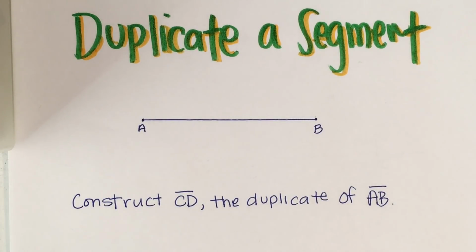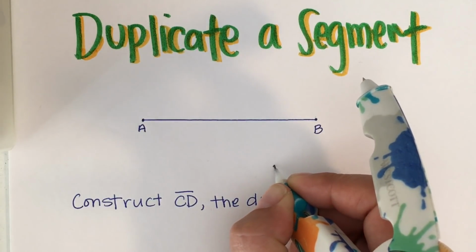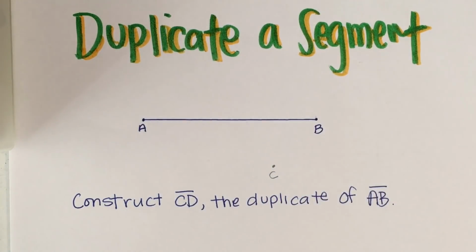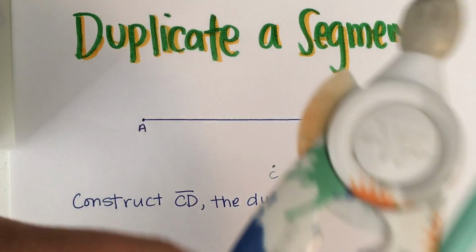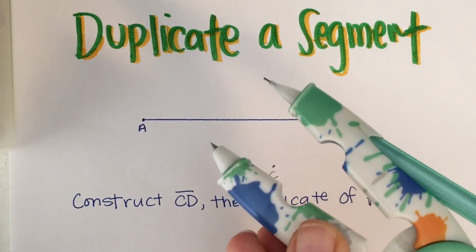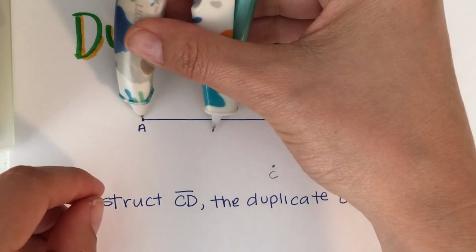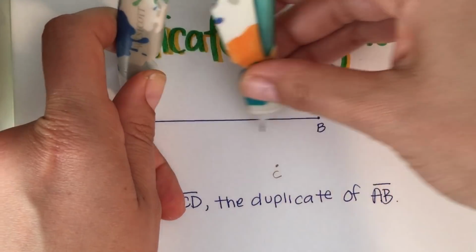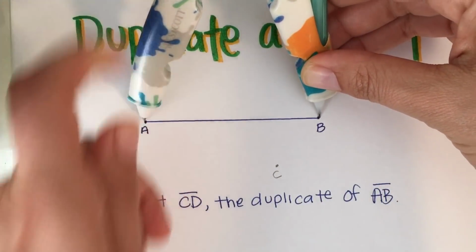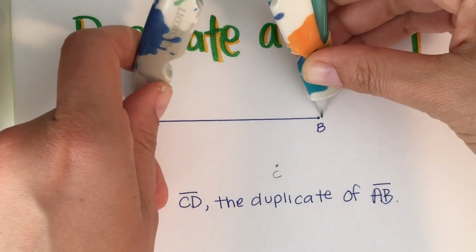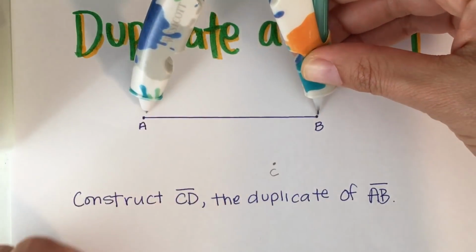So the first thing I'm going to do is draw a point, and I'm going to label it C. Now when I duplicate segment AB, I want to create a segment that's the same length. So I'm going to use my geometric compass to determine that length. So I'm going to put the compass point on A and open the pencil so that it rests on B. A little bit shorter. All right.